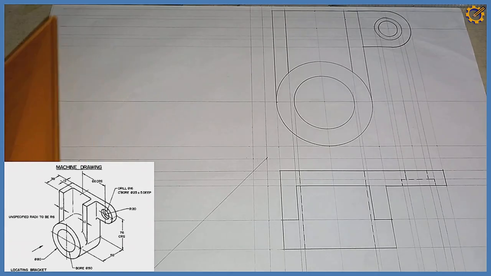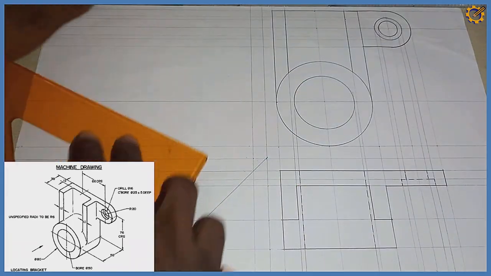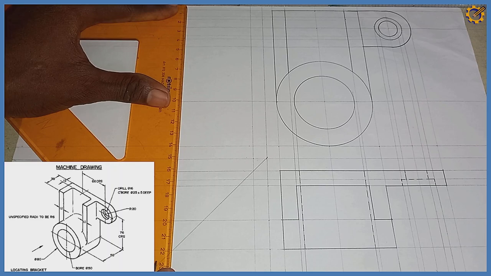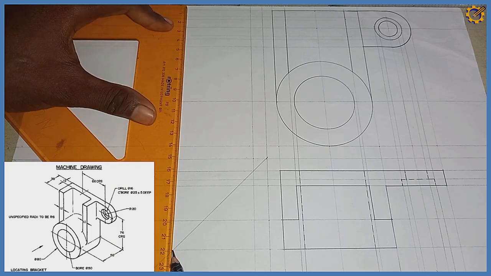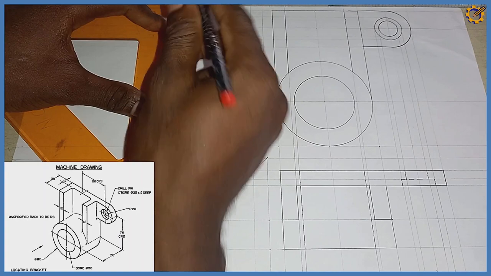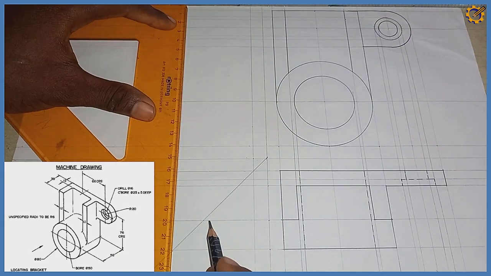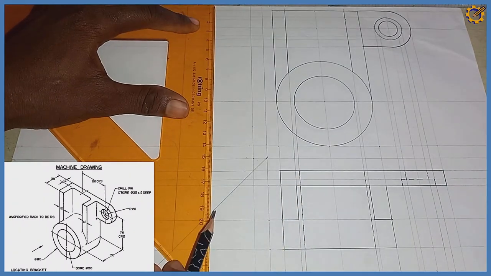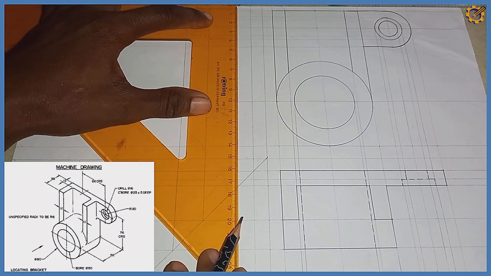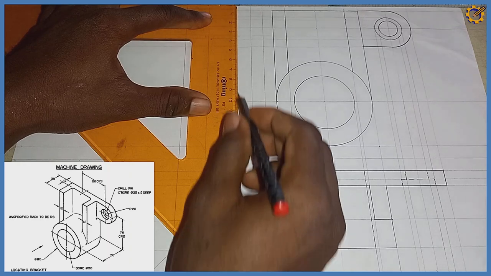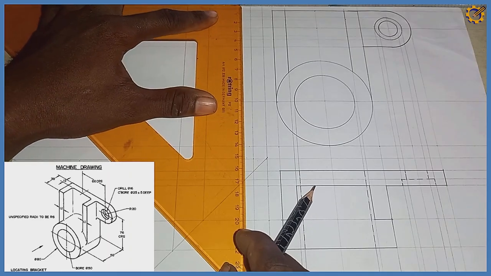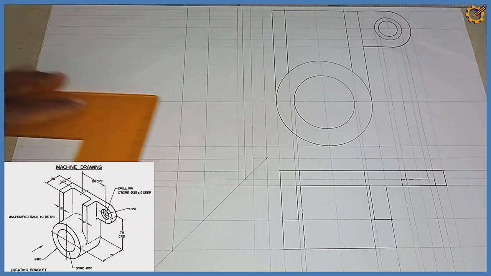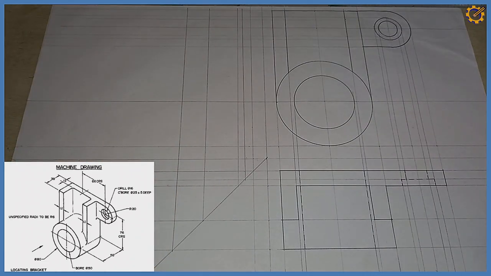So then what's the next procedure? Wherever our inclined line of 45 degrees intersects with the horizontal line at this bottom, I'm going to project it upward. It intersects this one here, projecting it upward. It intersects this one right here, so I'm going to project it upwards. It intersects this right here, projecting it upward. Then it intersects this right here, also projecting it upwards. Okay, so I think that's all. Yeah, that is all.